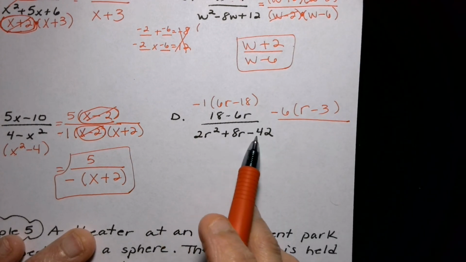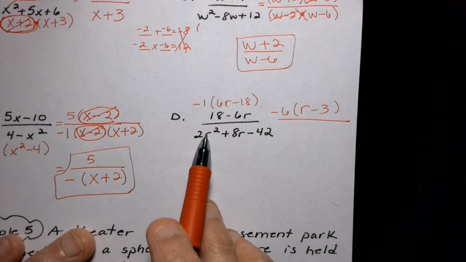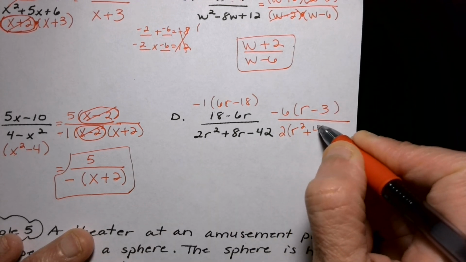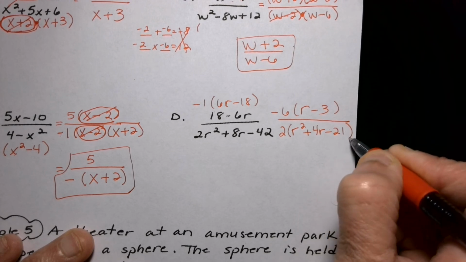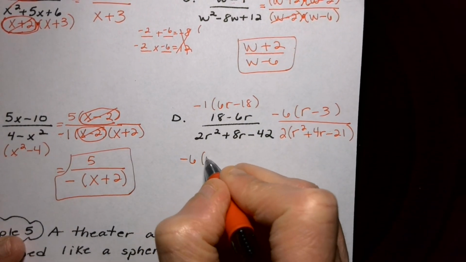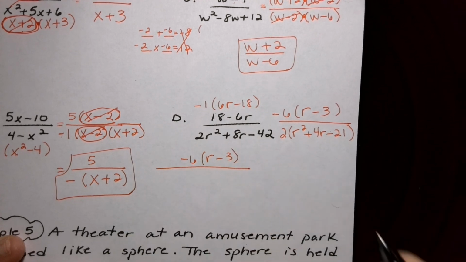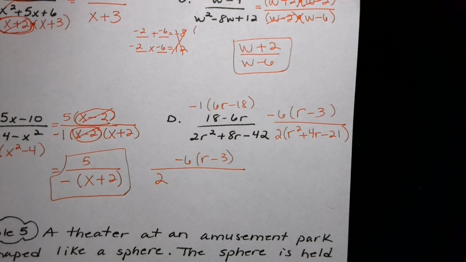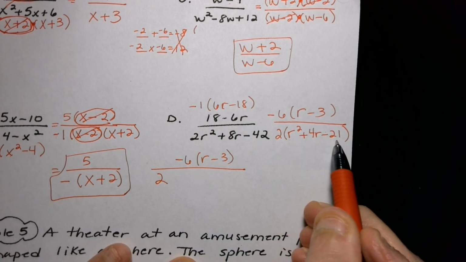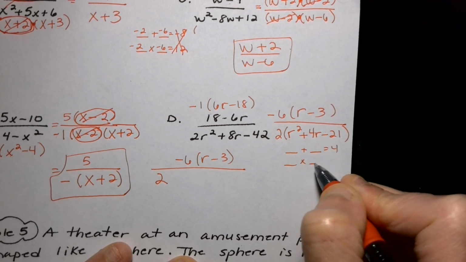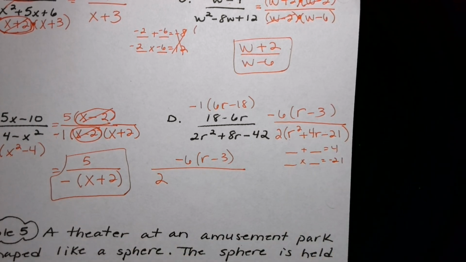Oh, before I try to factor here, I see we can take a 2 out. So I'm going to do that and make it simpler. Divide a 2 by all of these, and I will get that. So negative 6 times r minus 3 all over 2. And I'm going to halt there for a minute because now I'm going to see if we can factor that. Two numbers that add to give you 4 and multiply to give you a negative 21.